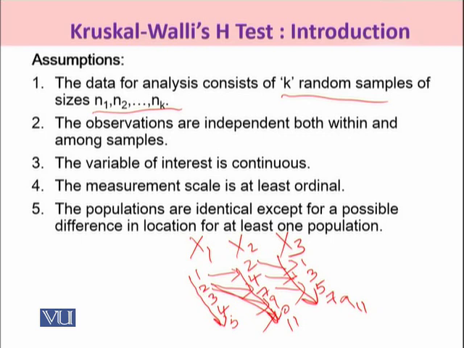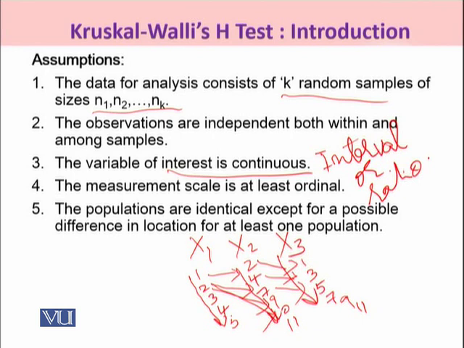Then the next assumption is that the variable of interest has to be continuous. That means it can be measured on the interval scale or on the ratio scale of measurement. Then the fourth assumption is that the measurement scale is at least ordinal, but it will be good enough if our measurement scale is interval or ratio.